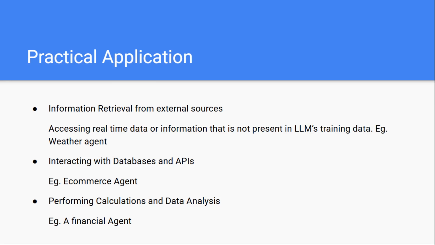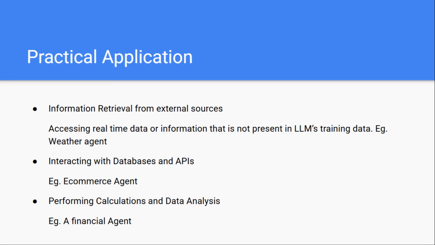So the tool use pattern is applicable in virtually any scenario where an agent needs to go beyond generating text to perform an action or retrieve specific dynamic information. We'll see some tool use cases here. The first is information retrieval from external sources. Accessing real-time data or information that is not present in the LLM's training data is our main focus.